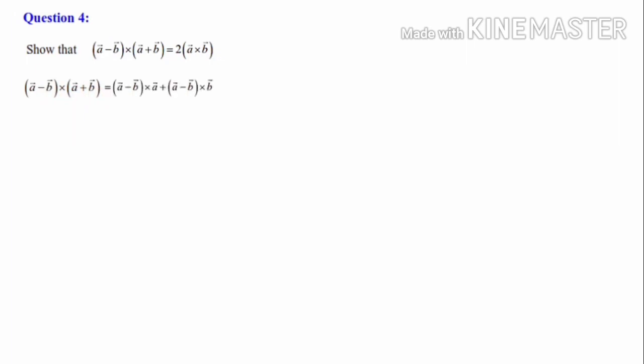It is equal to, just take the cross product of the first vector with the first bracket, that is (vector A minus vector B) cross A. Then again the first bracket with the second vector, that is (vector A minus vector B) cross vector B. Then using the distributive property, we can expand it again, that is vector A cross vector A minus vector B cross vector A plus vector A cross vector B minus vector B cross vector B.